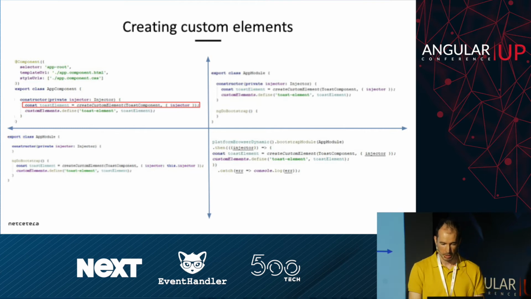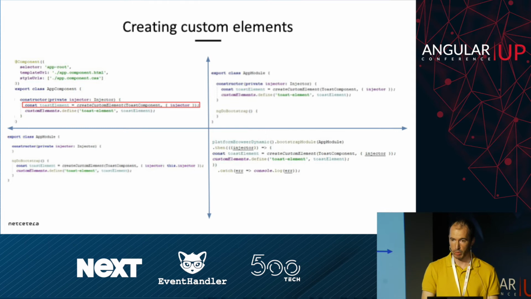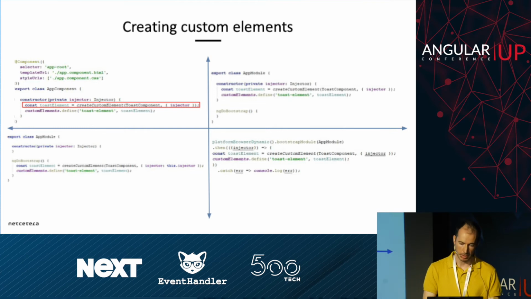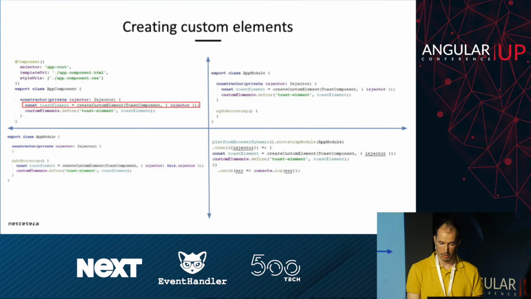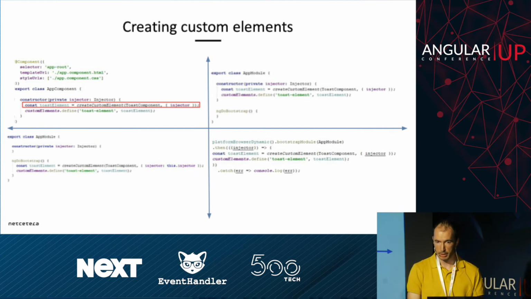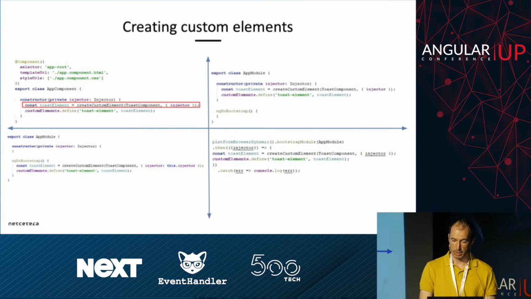And the last, most important thing: where to write this code. The first alternative is to write it at the component level, but this is actually the least preferred one, because then we would need to bootstrap this component, and most probably we wouldn't like to do this. So better alternatives would be to do it at the module level in the constructor. Also, you can do it at the module level inside the ngDoBootstrap method, or you can even wait for the module to be bootstrapped, then get a hold of the injector and create the custom elements. So all of this works.